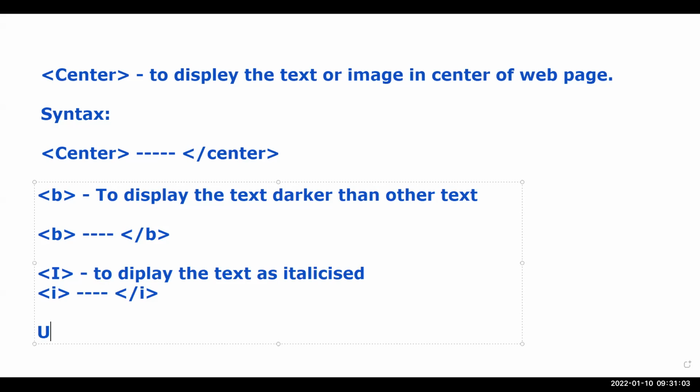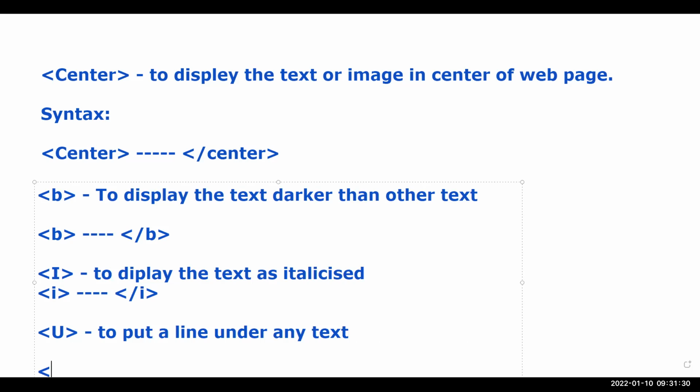Then next is underline. What is the use of underline tag? Yes, Navkaran, what is the use of underline tag? Arman? It is used to put a line under any text. Correct. Again, syntax will be opening U tag, type the text that you want to underline, and close the underline tag.